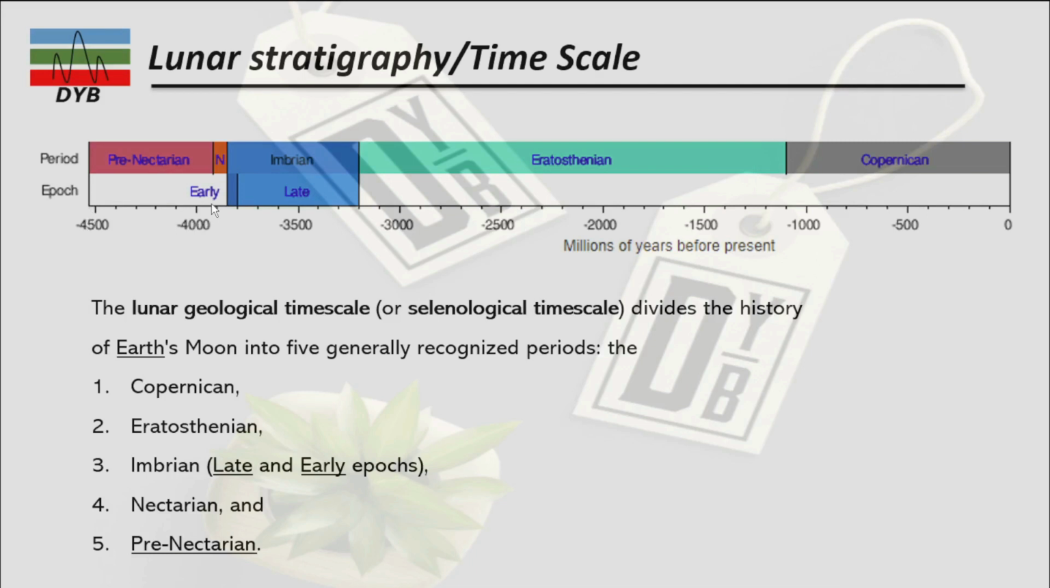I have also explained here that this is the time from about 4.5 billion years to maybe 3.9 billion years. Then you can refer to the whole time scale given below. Actually this is in millions of years before the present.